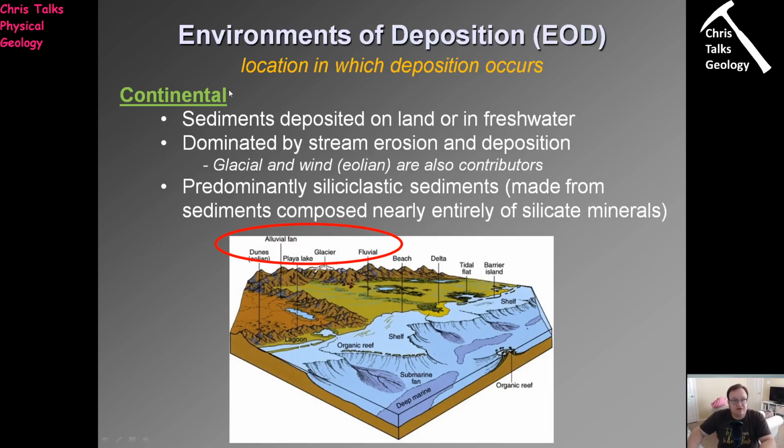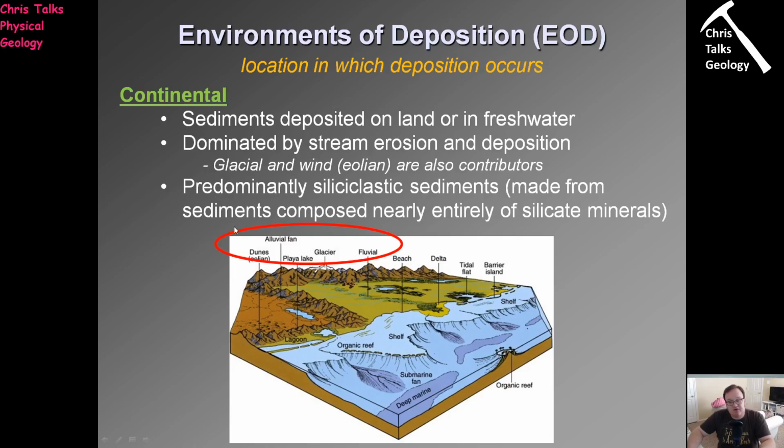Okay, so in the continental setting we have sediments deposited on land or in fresh water. They are dominated by stream erosion and deposition. So on the continental setting, most of the sediment being moved around is moved around by water. So it's moved around by rivers. There is a small input from glacial processes, from wind and from gravity as well, but on the whole they are nowhere near as important as water.